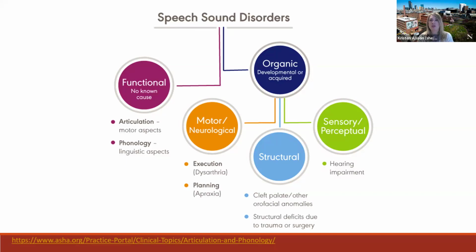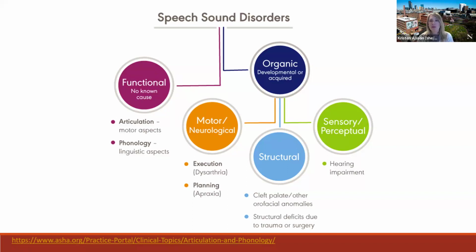So these include children who have trouble learning to produce speech sounds due to hearing impairment, children with craniofacial anomalies like cleft palate or other structural deficits, and children with neurologically based motor speech disorders. But the majority of speech sound disorders in children are functional, meaning there's no known cause. So these are largely diagnosed as phonological or articulation disorders, and they can occur in isolation or in conjunction with language impairment or other kinds of neurodevelopmental disabilities.